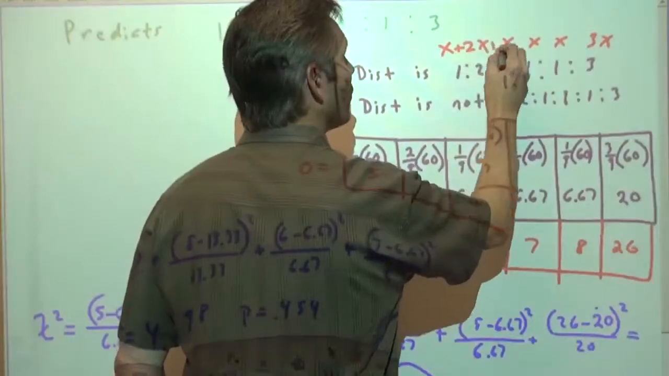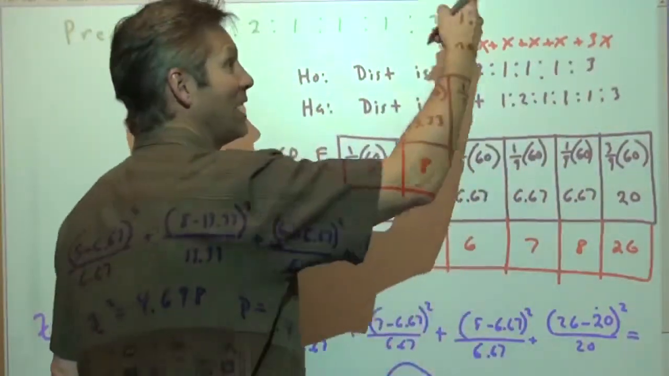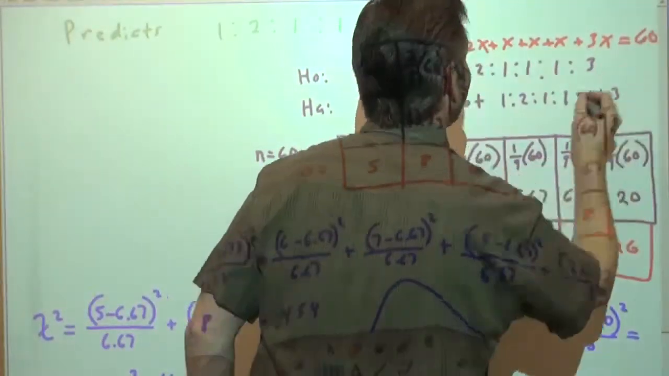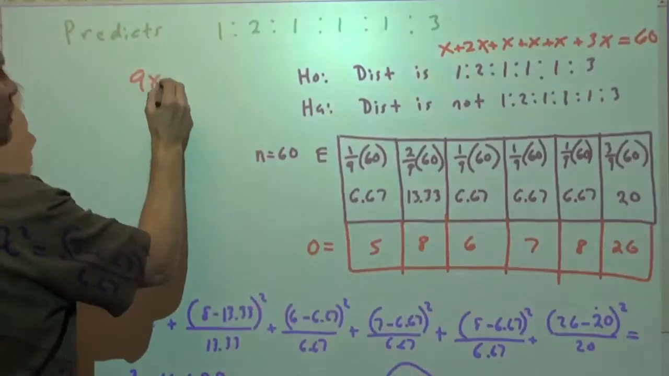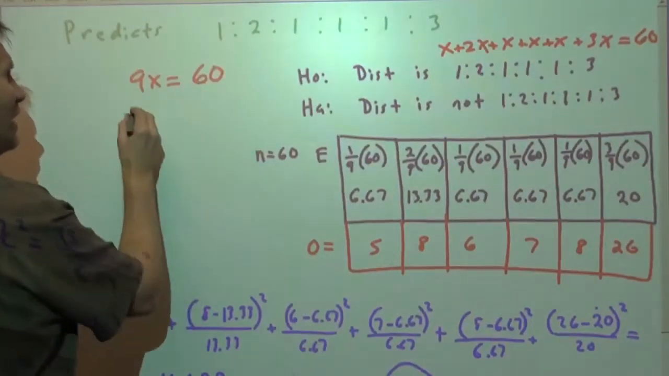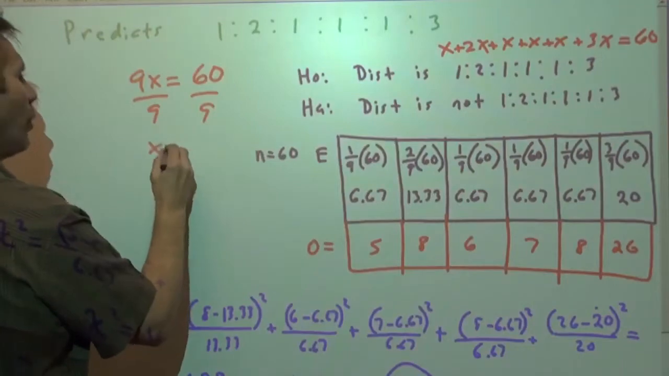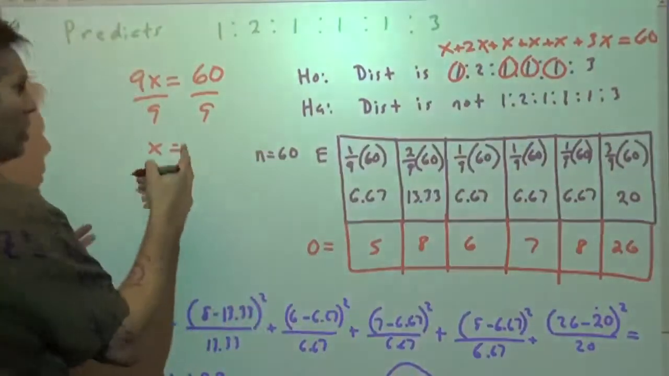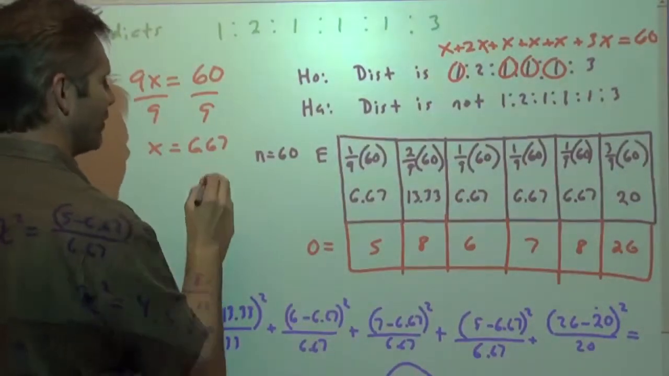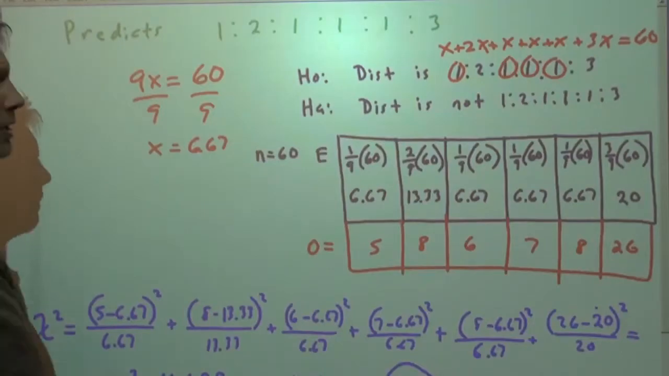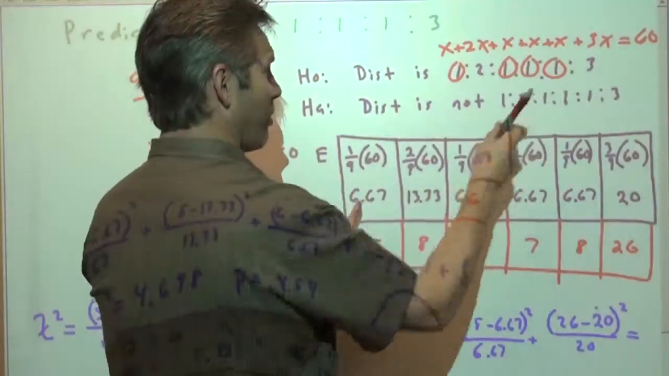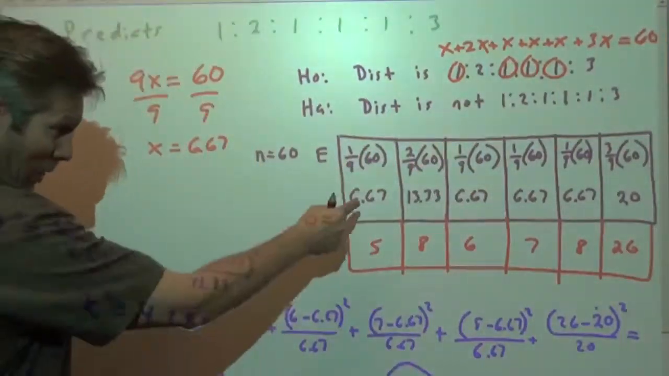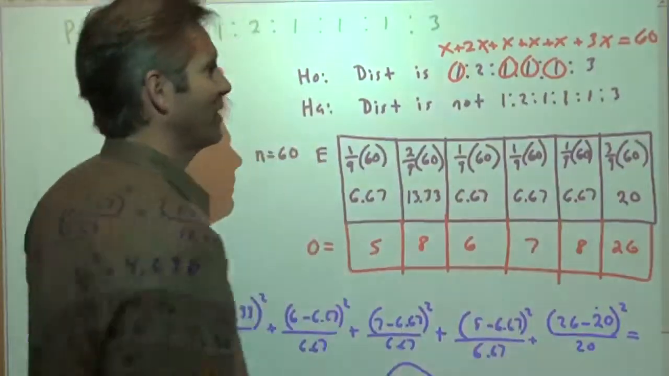So if we add up all these parts, then we need to have 9 parts, 9 X quantities altogether, and that would have to equal 60. So that means, for our expected counts, if 9x equals 60, and we divide by 9 on both sides, we would get that each X, each part, would be 60 divided by 9, which is 6.67. That's how we get our expected counts. So all the ones with 1 part, with just a ratio of 1, you're going to get expected counts of 6.67.